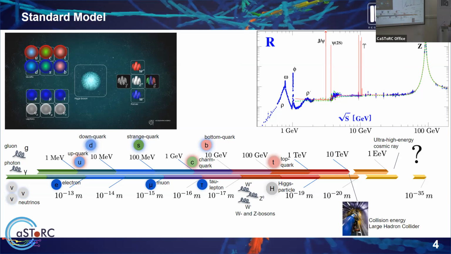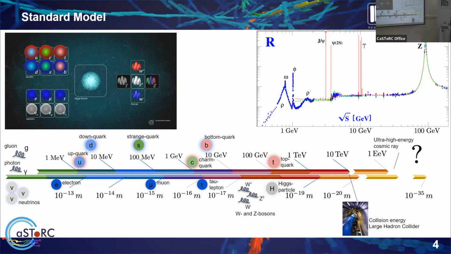And then there's additionally a third family of basically the same type, which is the tau lepton. And these leptons interact via photons and the weak interaction. This interaction is carried by the W and Z bosons. Additionally, you see it here, we have the cores of the atoms, which are formed by quarks and gluons.